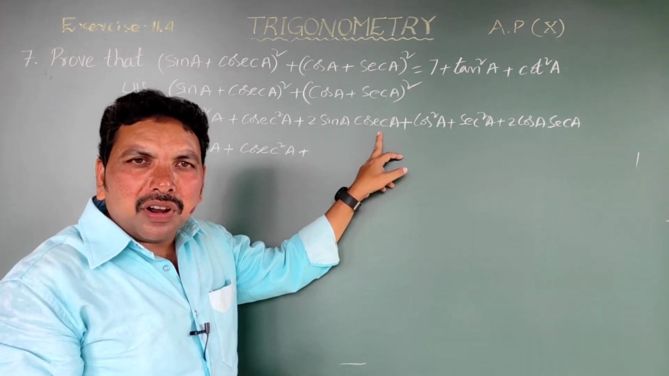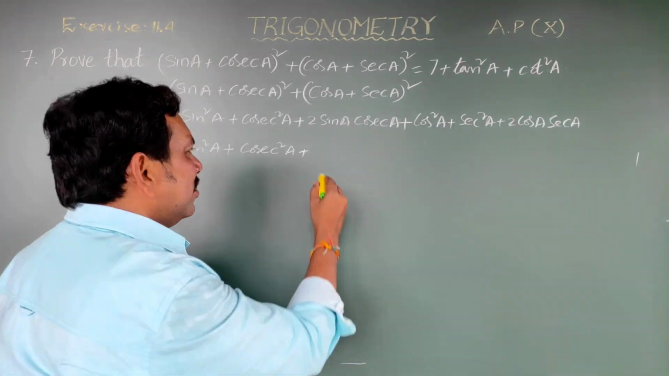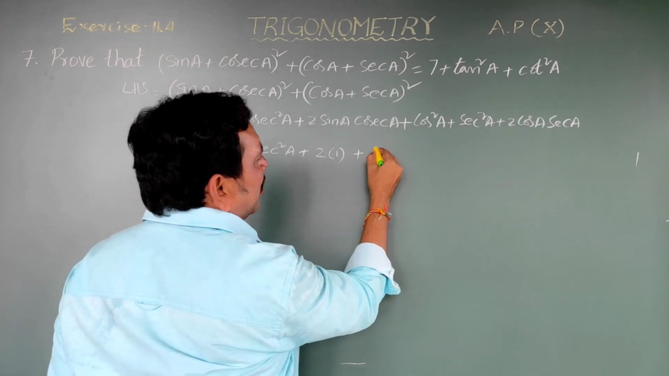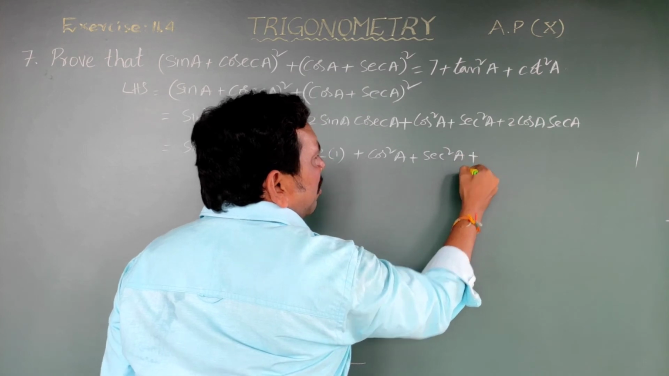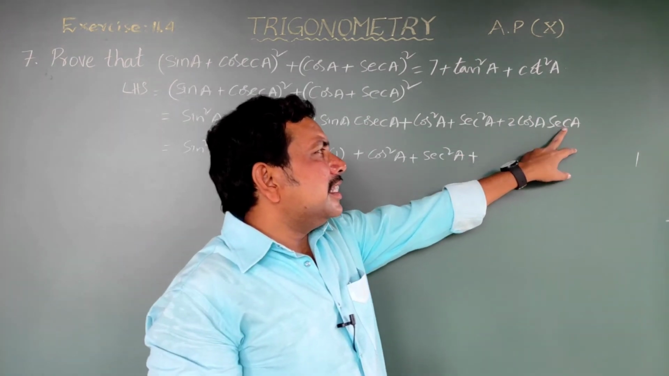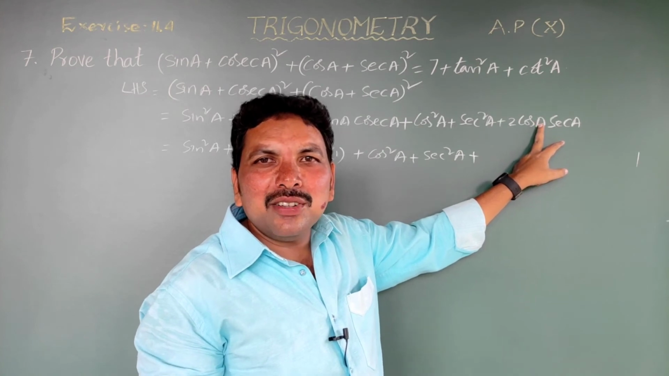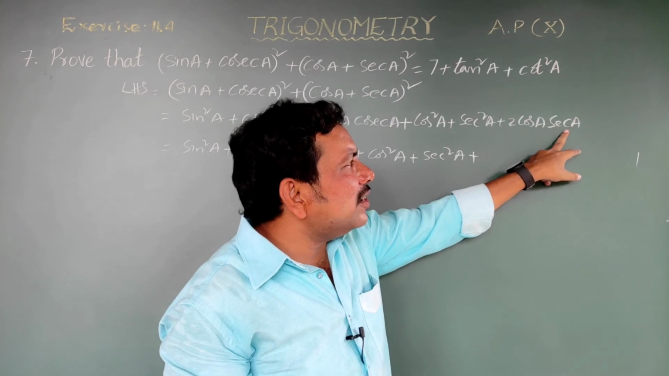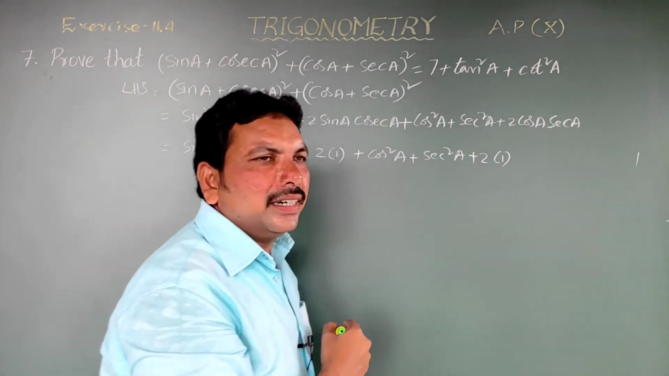Cosecant A is the reciprocal of sin A, so sin A into cosecant A is equal to 1. So this is 2 into 1. Similarly, secant A is the reciprocal of cos A, so cos A into secant A is equal to 1. This is also 2 into 1.